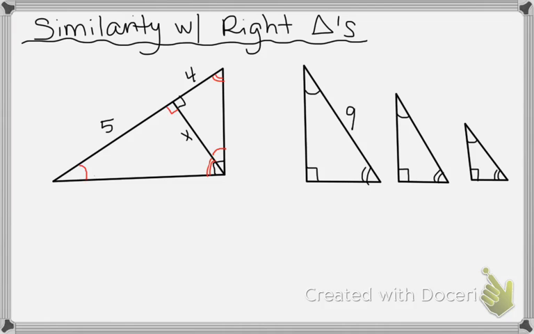Okay? Take a look at the medium triangle. In your figure, you can see that this right here is your medium triangle. Okay? So what is your short side on that medium triangle? X is your short side.